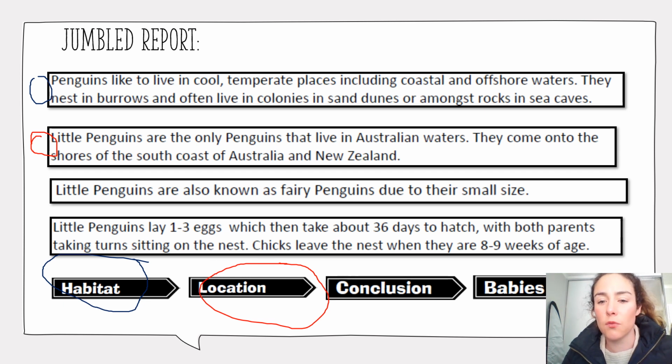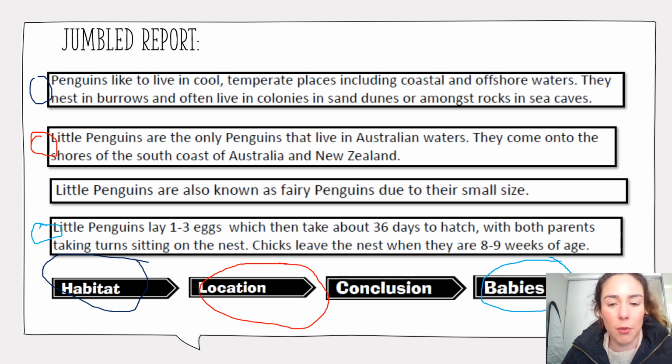Chicks leave the nest when they are 8 to 9 weeks of age. Well, some parents, imagine that, your baby leaving after 8 to 9 weeks of age. It's very hard to imagine. So babies is obviously this one here, now that we've had a chance to read both of them.